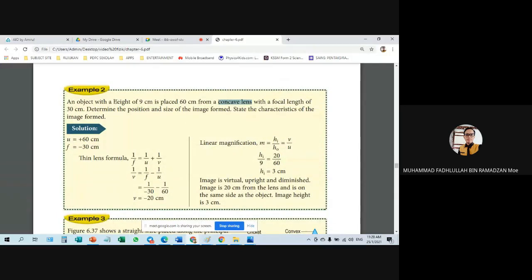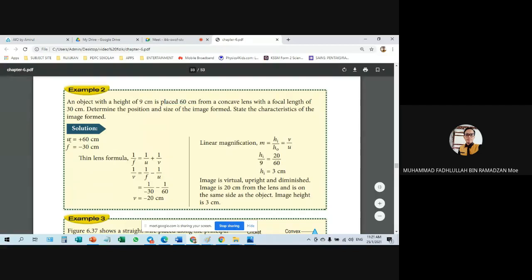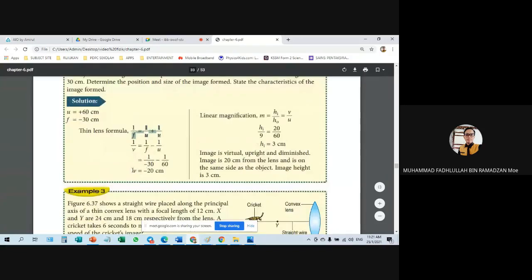Ni dia punya height lah, H. Yang ni dia punya U. Okay, 60 cm. Focal length dia negatif. Okay. And then determine the position and the size of the image form. State the characteristic of the image form. So number 1 now you dah tahu ni tadi. And then focal length dia mesti negatif. And then apply saja thin lens formula. Masukkan dalam tu semua. And then you akan dapat jawapan dia V equal to negative 20 cm.